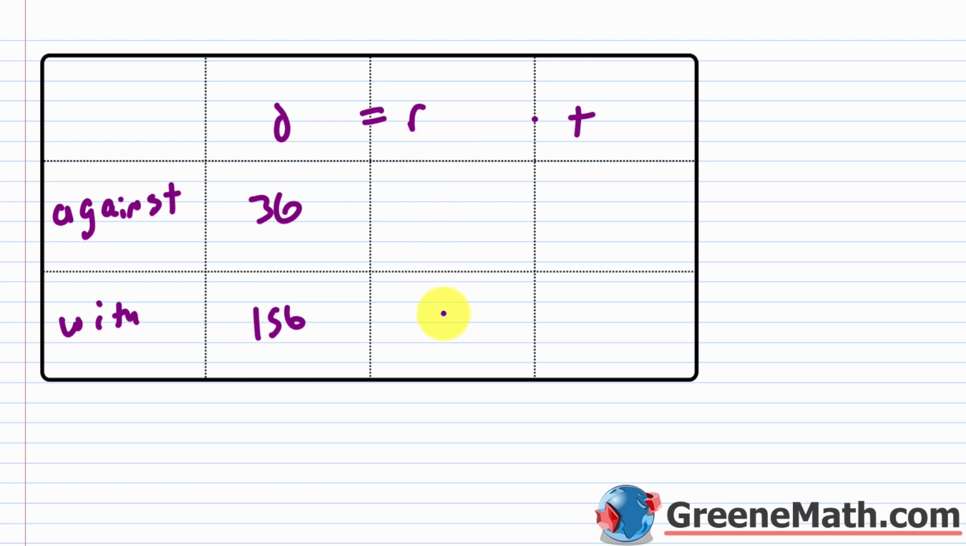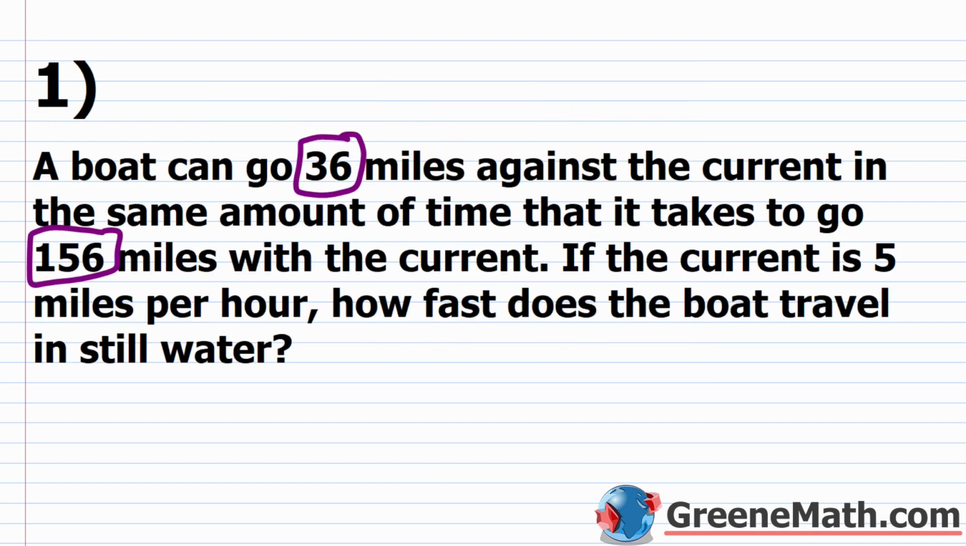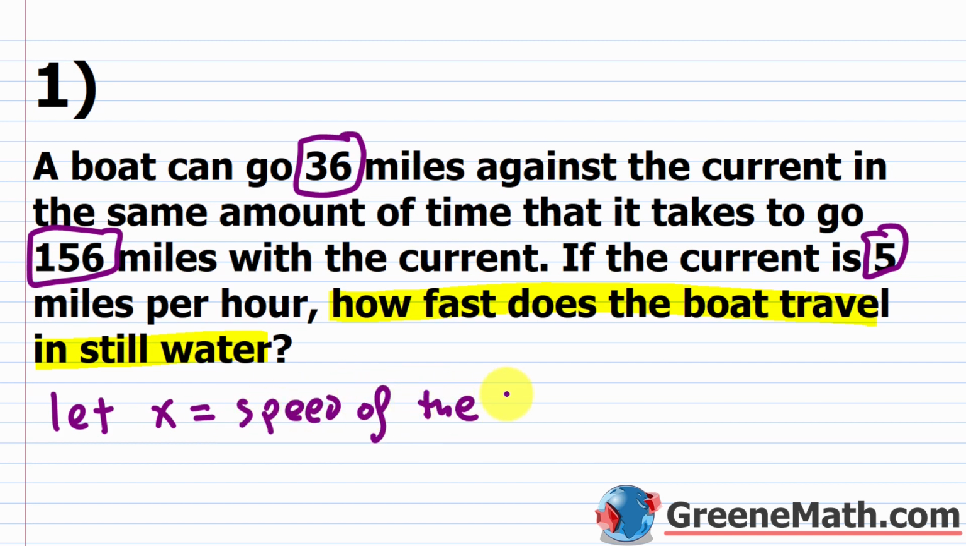Okay, let's think about the rate and then the time. For the rate, we are asked specifically, how fast does the boat travel in still water? So we don't know that. We are only given that the current is 5 miles per hour. So this is something that we're going to need to add or subtract onto the speed of the boat in still water. Because we don't know that, let's let a variable like x be equal to that. We'll say we're going to let x be equal to the speed of the boat in still water.